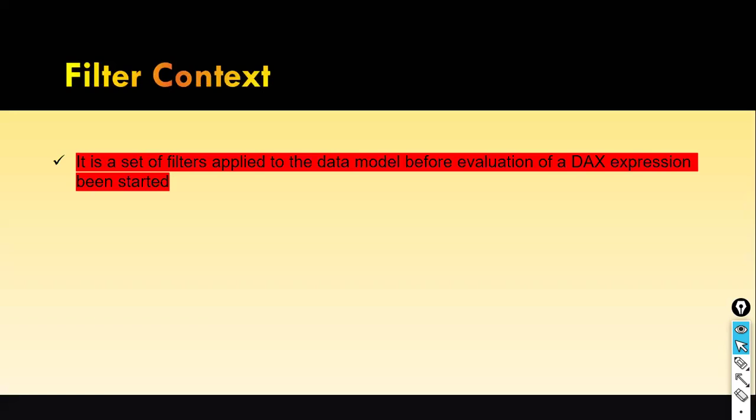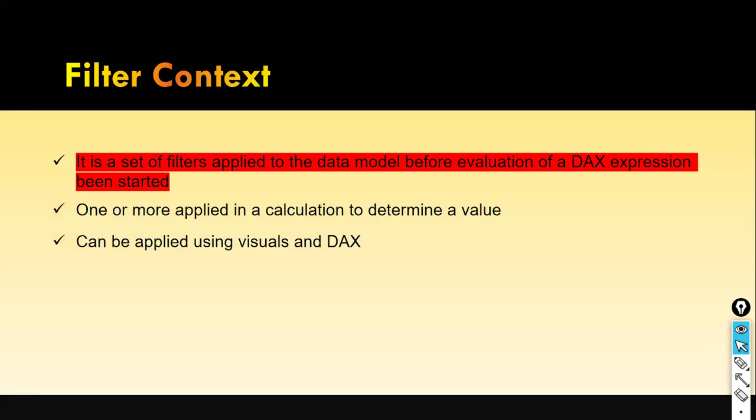Filter context: whenever a measure is calculated, it is a set of filters applied to your data model before the evaluation of the DAX expression starts. The filter context can be applied using visuals and DAX. One or more filters applied in a calculation to determine a value. This one you may not be able to understand, don't worry.